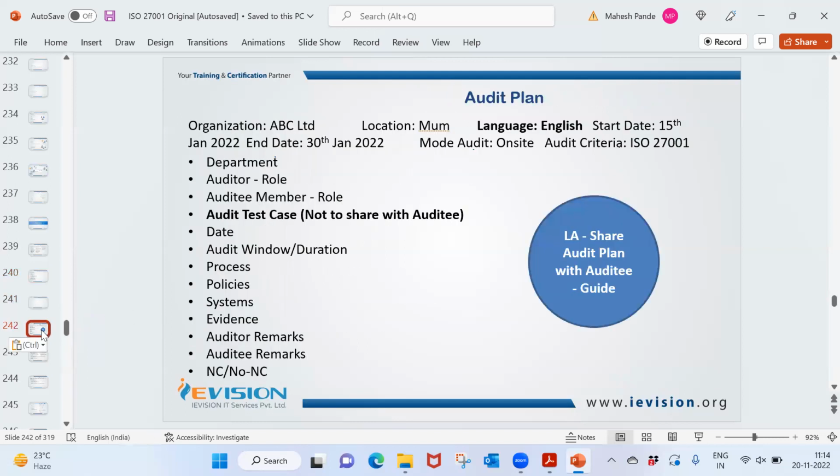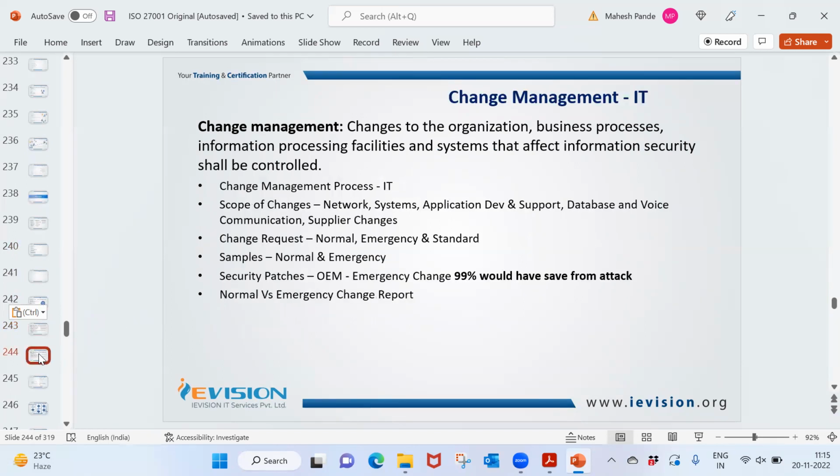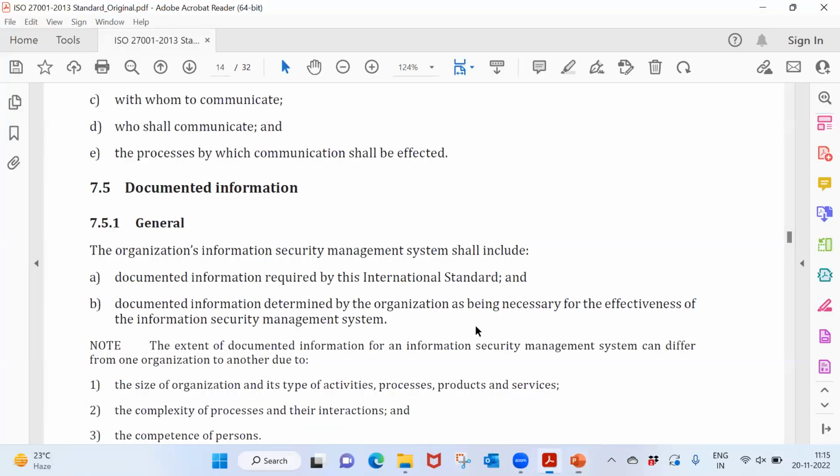Now, I'll be getting into the next part of the discussion, which will be some examples of audit test cases. Is that okay? Now, for example, if you are conducting change management, I'll show you where this is about change management. Okay, let's have a look at your standard copy.